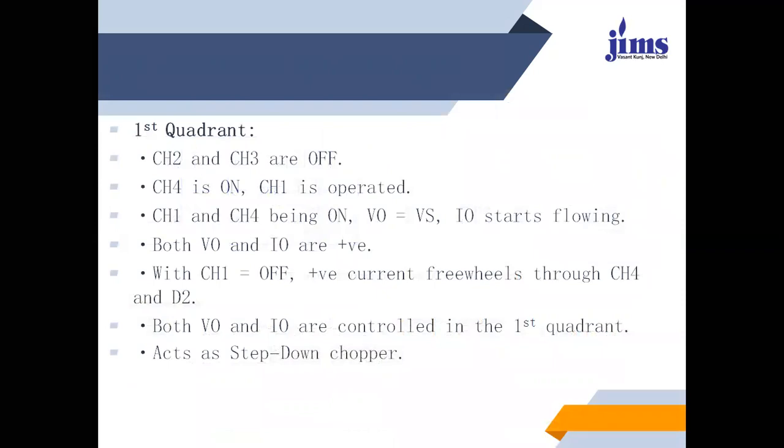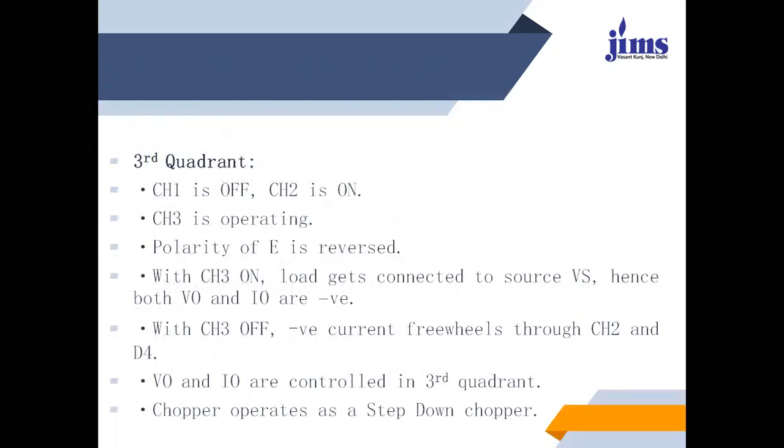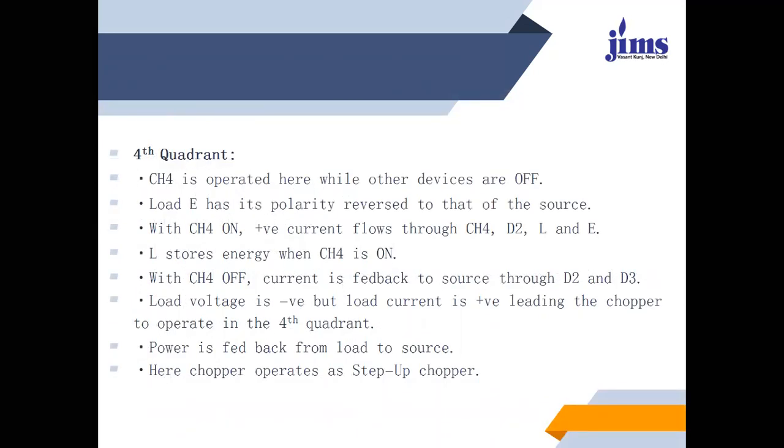These will be the equations which are operating for the first quadrant. Choppers 2 and 3 are off, chopper 1 is on, chopper 4 is on. With CH1 and CH4 being on, V output equals Vs and I output current starts flowing. Both V output and I output are positive. With CH1 off, positive current freewheels through CH4 and D2. Both V output and I output are controlled in the first quadrant, acting as a step down chopper. Similarly, there is the operation of the second quadrant, third quadrant operation, and the fourth quadrant operation.